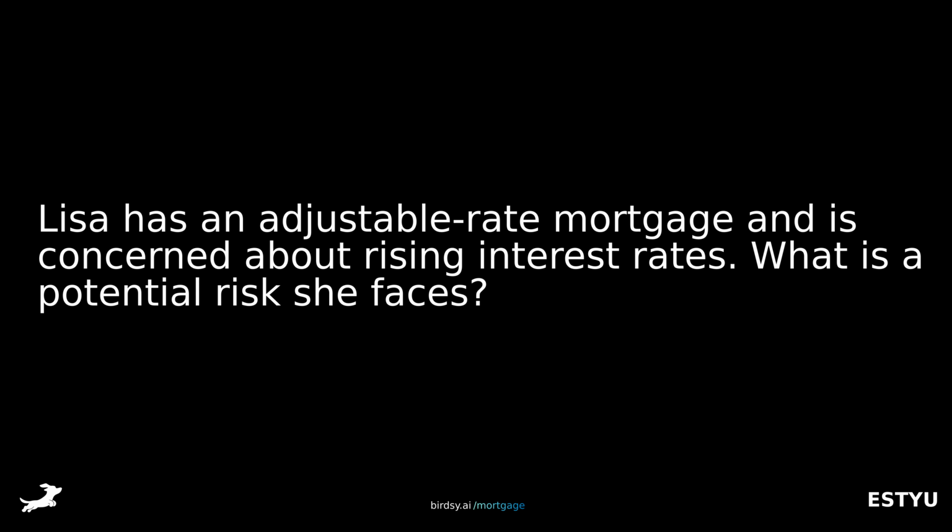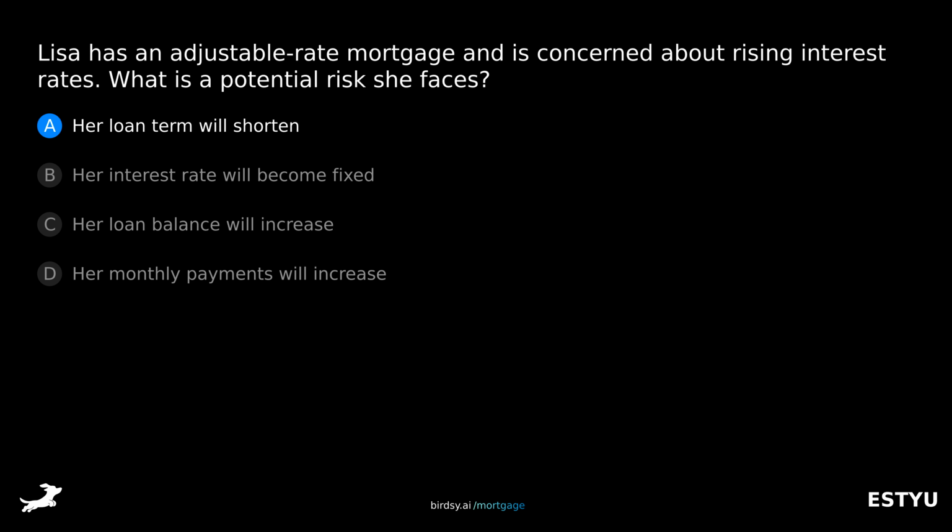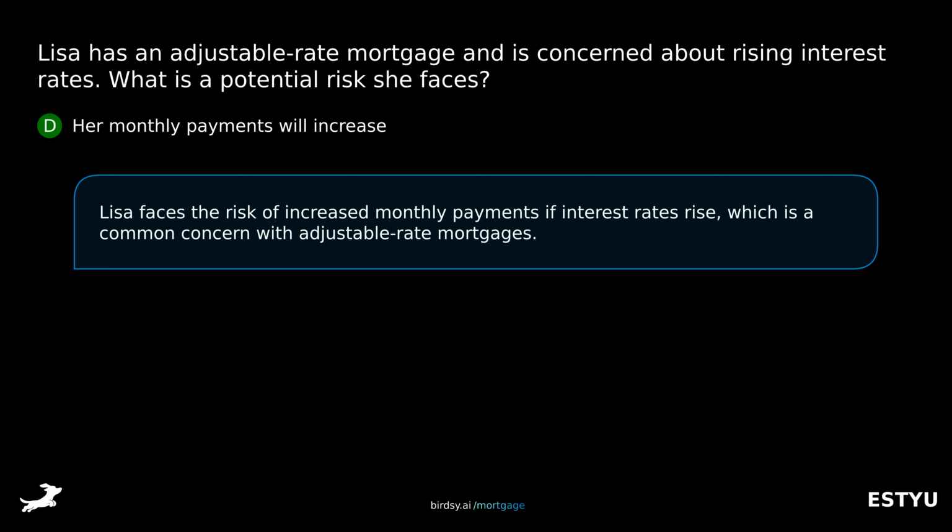Lisa has an adjustable-rate mortgage and is concerned about rising interest rates. What is a potential risk she faces? Is it A, her loan term will shorten, B. Her interest rate will become fixed. C. Her loan balance will increase. Or D. Her monthly payments will increase. The answer is D. Her monthly payments will increase. Lisa faces the risk of increased monthly payments if interest rates rise, which is a common concern with adjustable-rate mortgages.